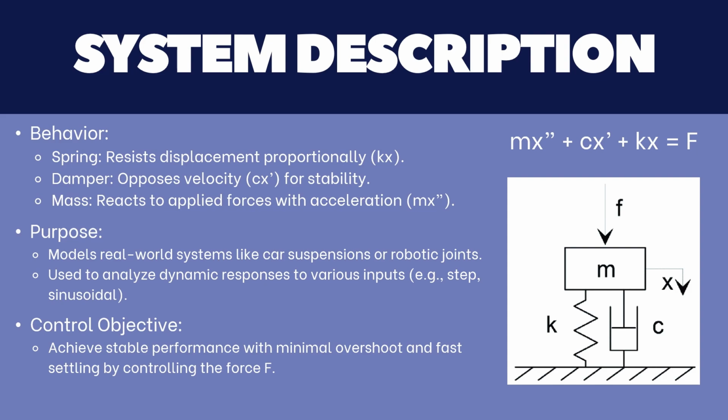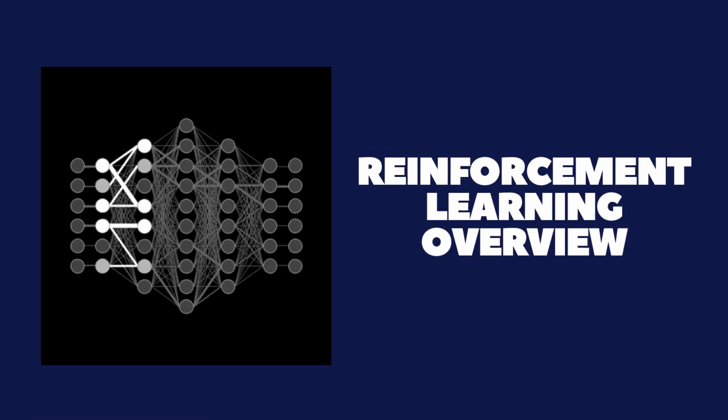The control objective is to achieve stable performance with minimal overshoot and fast settling by tuning the PID parameters using the TD3 RL agent. Let's take a closer look at the reinforcement learning overview, at the key components of reinforcement learning, which are essential to understanding how this process works.